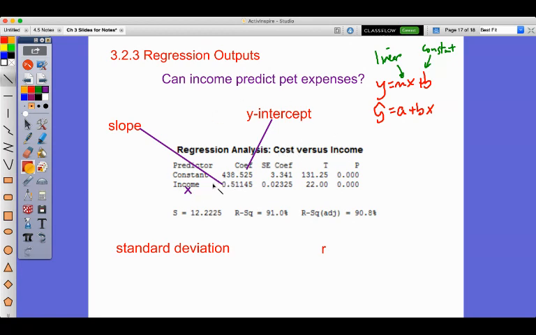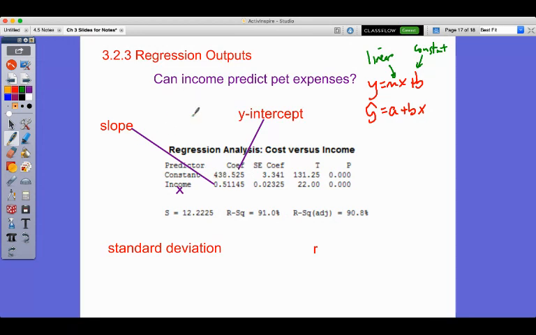And annually, your y-intercept is 438.53. So we can say pet costs are predicted to be $438.53 plus 0.511 times our income. Okay, and maybe the income is measured in thousands because I doubt that it would be per dollar you make. 51 cents of it is going to be spent on your pet because that would be crazy. Okay, no one would have pets.